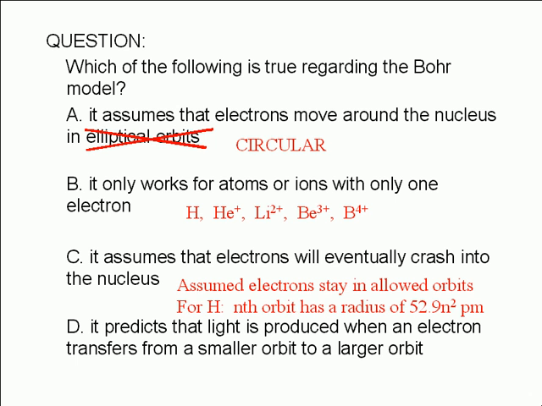Choice D is wrong. It should say from a higher orbit to a lower orbit. The higher energy is associated with a higher orbit. So when an electron transfers from a higher orbit to a lower orbit, it loses energy in the form of light. The energy of the photon produced is equal to the difference in the energy associated with the two orbits.